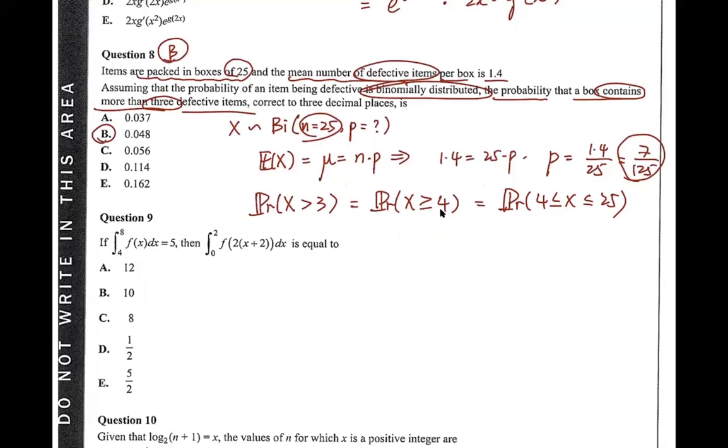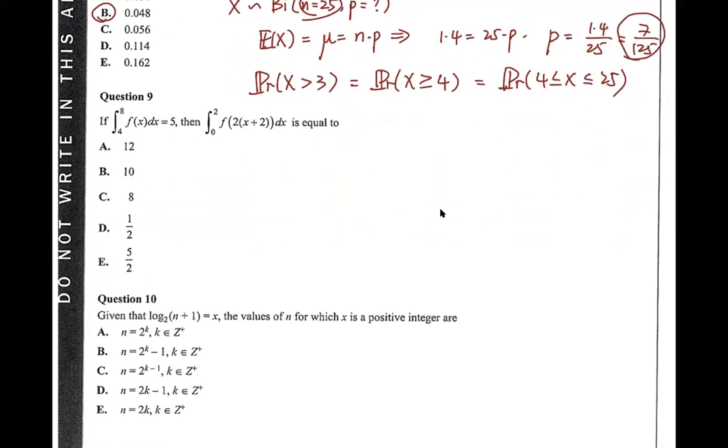Moving on. Question 9. Right. If integral 4 to 8 f of x dx equals 5, then we want to find integral 0 to 2 f of 2x plus 2 dx. Right. Here I want to apply a famous procedure, linear substitution, normally taught in specialist math, but it's very useful in math methods. Here we go.